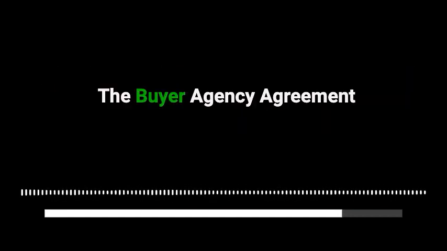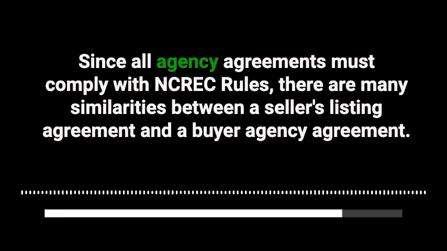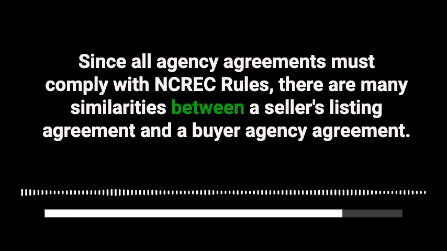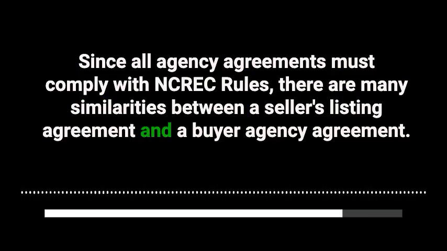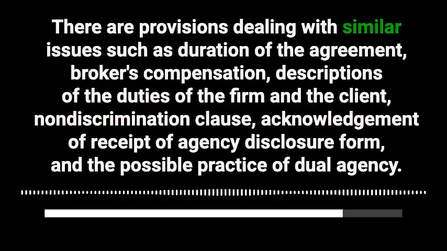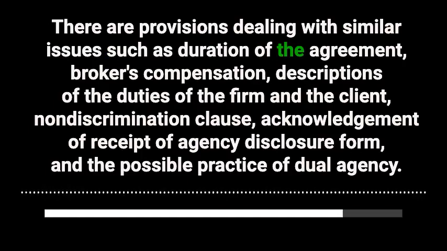The Buyer Agency Agreement. Since all agency agreements must comply with NCREC rules, there are many similarities between a seller's listing agreement and a buyer agency agreement. There are provisions dealing with similar issues such as duration of the agreement, broker's compensation, descriptions of the duties of the firm and the client, non-discrimination clause, acknowledgement of receipt of agency disclosure form, and the possible practice of dual agency.